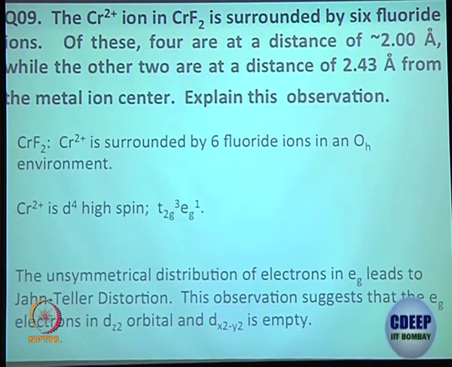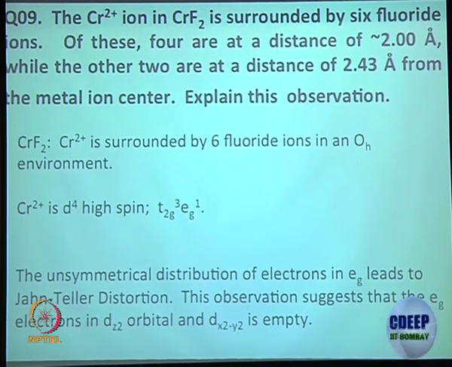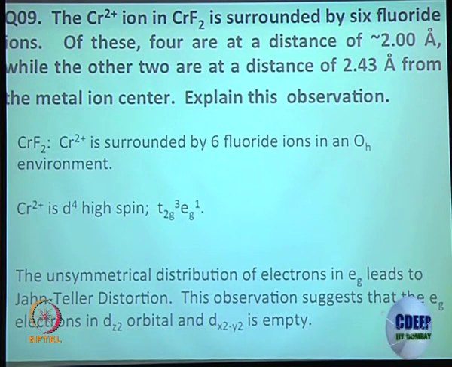Okay, so chromium 2+ is surrounded by 6 fluoride ions in an octahedral environment. Chromium 2+ is what? D4. Scandium, titanium, vanadium, chromium, d4 s2. So 2+ is going to be d4. Now it is going to be t2g3 eg1. The unsymmetrical distribution of electrons in the eg orbital, that's what we were trying to show, right? Whenever you have unsymmetrical filling, there is a possibility of further splitting of the eg orbital.